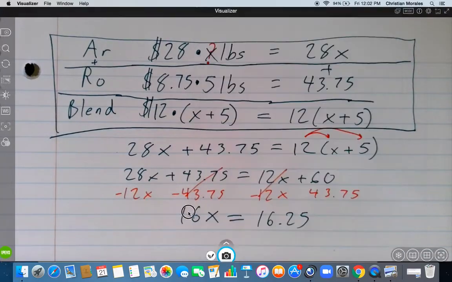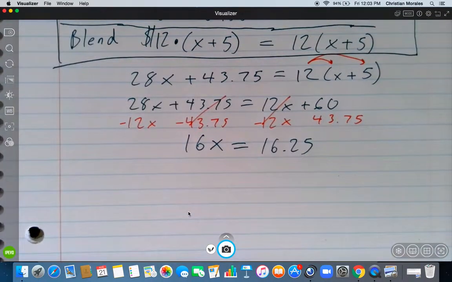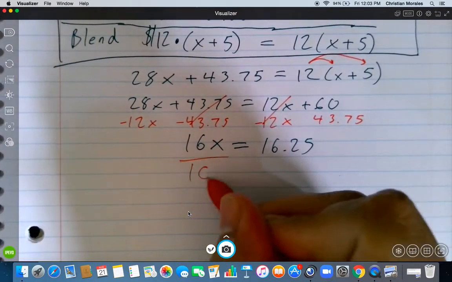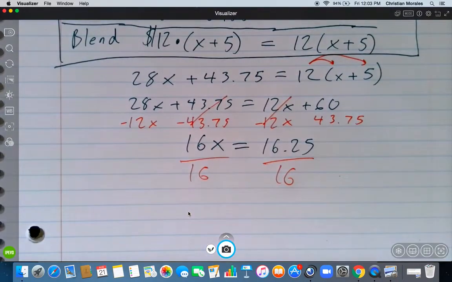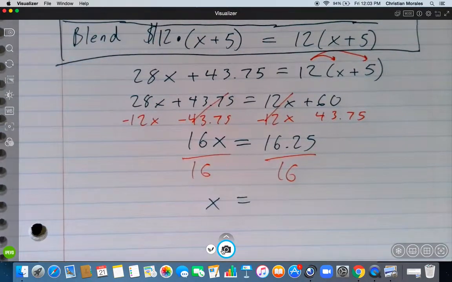So back to my problem. Here we go. I'm going to divide this by 16 because I want to solve for X, because X represents the amount of Arabica coffee. So again, I need my calculator.